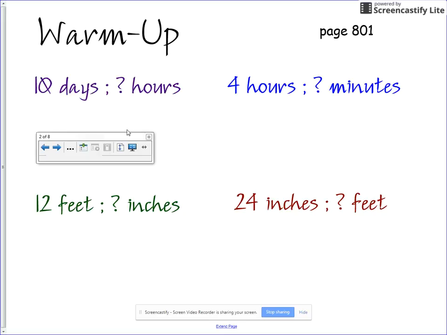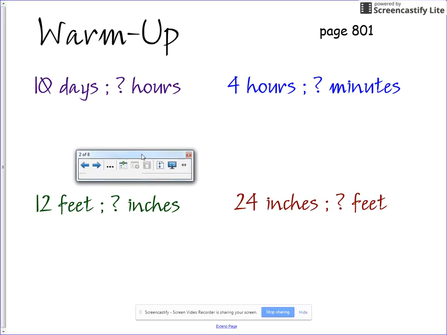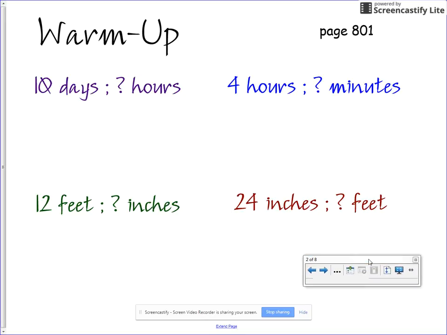All right, students, I know I threw a lot at you yesterday, but let's go through the warm-up for today. The first one, we have 10 days. We're converting that to hours now. You know that 1 day is equal to 24 hours. That's going to be our converting factor. Remember that vocabulary from yesterday.